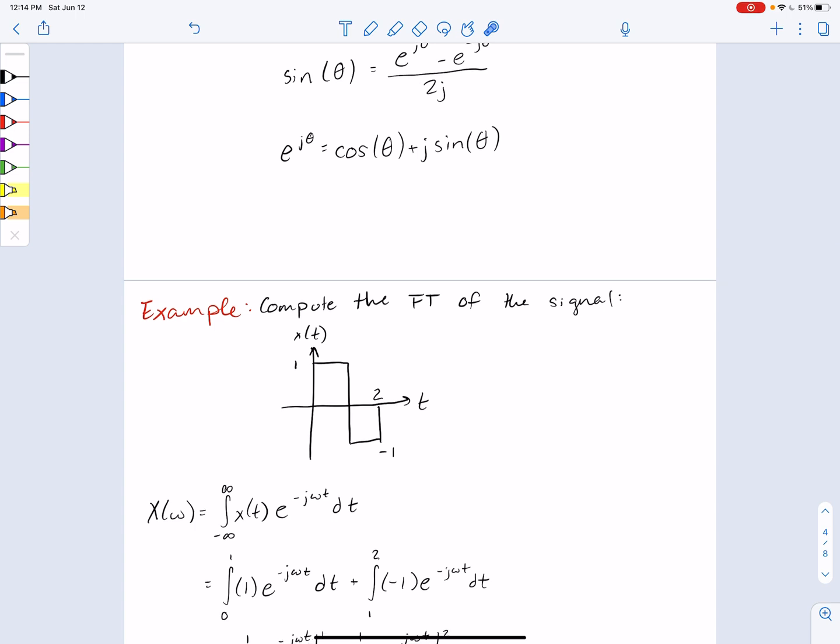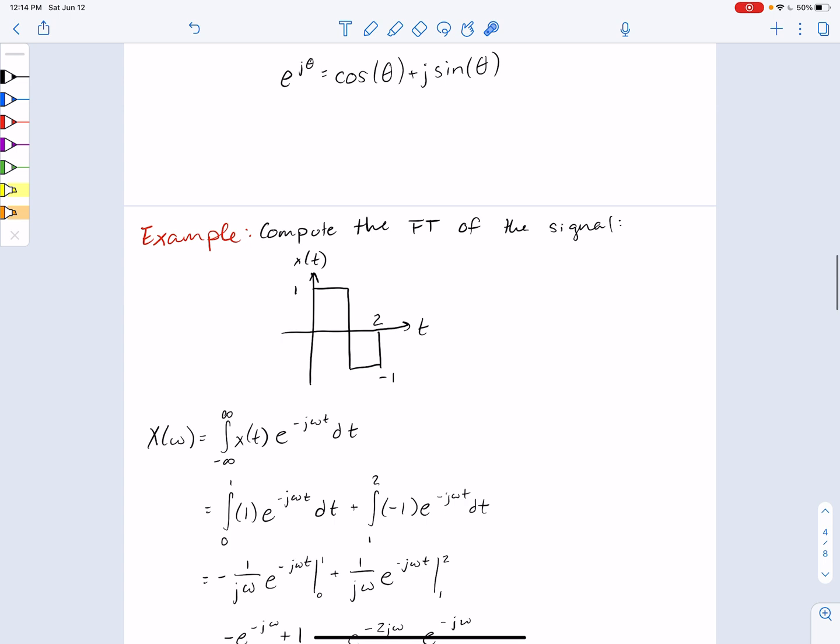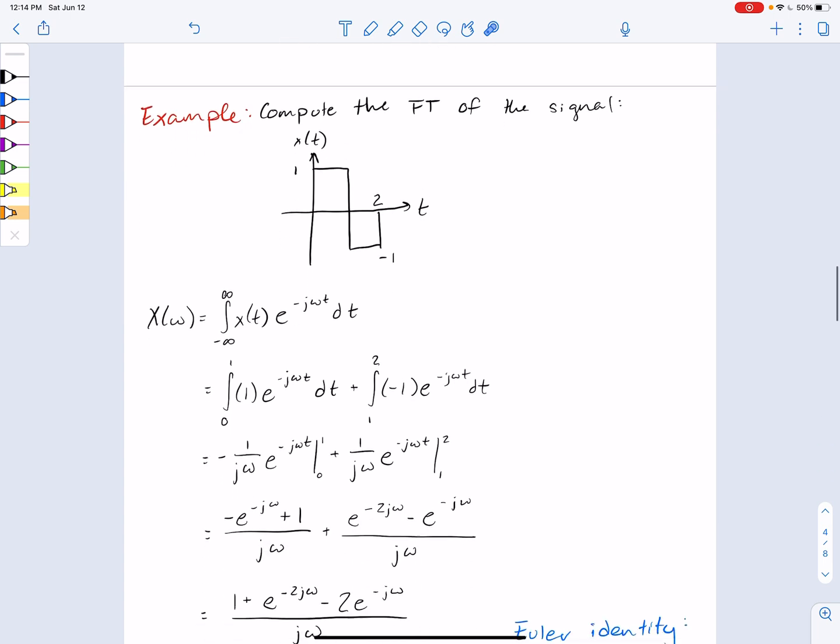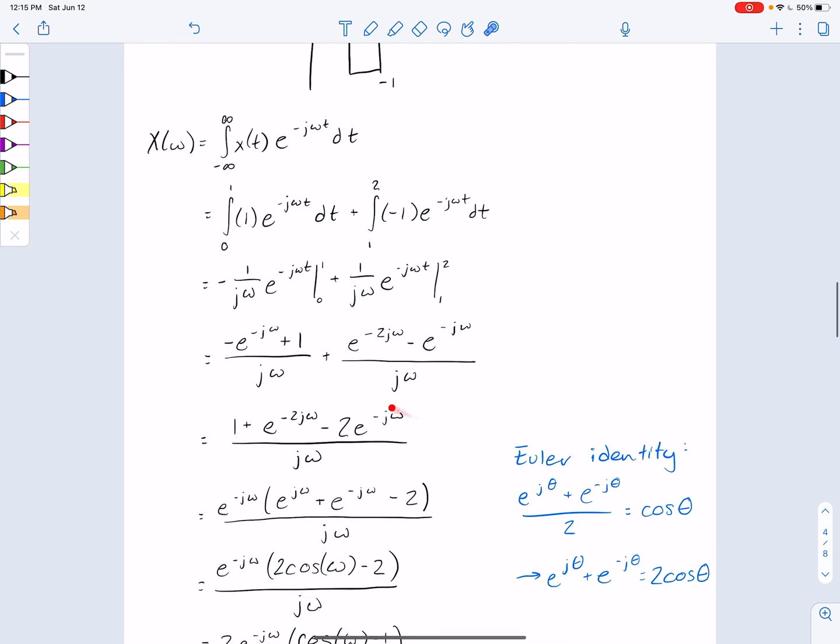So I set it up. I know that the answer was in radians, so I used the formula using omega. And so plugging it in, I know from 0 to 1, my function is just equal to 1. And then from 1 to 2, it's equal to -1. So I set it up, continued on with the integration, and then I get to here.